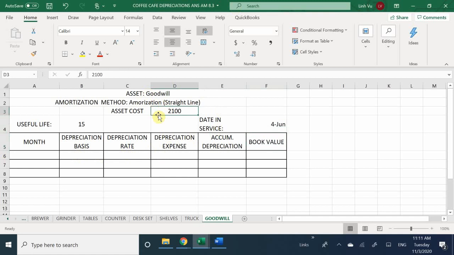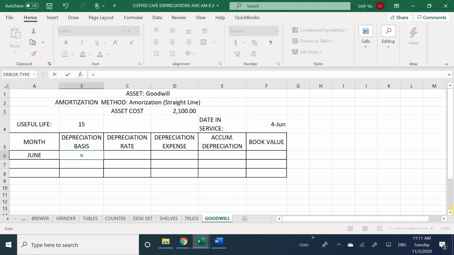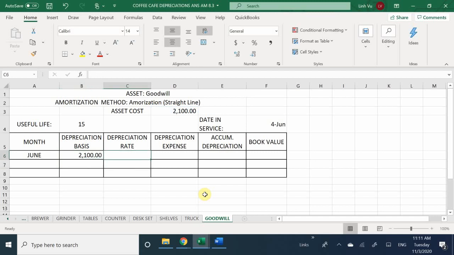Okay. So amortization, there's a few little different formulas, but it's similar to straight line. So in this case, what is my depreciation basis going to be? 2,100. 2100, yes. It's going to be your asset cost, and because intangible assets don't have a salvage value, it's just your asset cost.